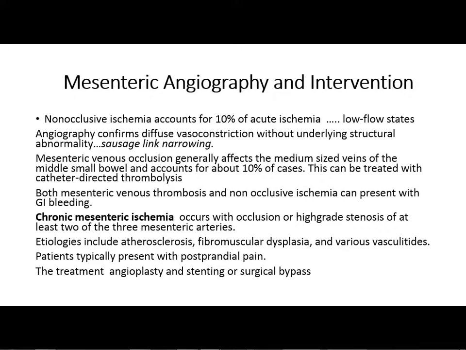Chronic mesenteric ischemia occurs with occlusion or high-grade stenosis of at least 2 of the 3 mesenteric arteries. Etiology includes atherosclerosis, fibromuscular dysplasia, and various vasculitides. Patients typically present with postprandial pain. The treatment is angioplasty and stenting or surgical bypass.